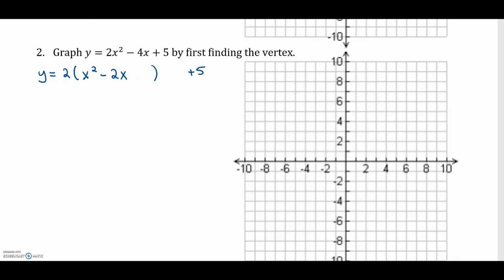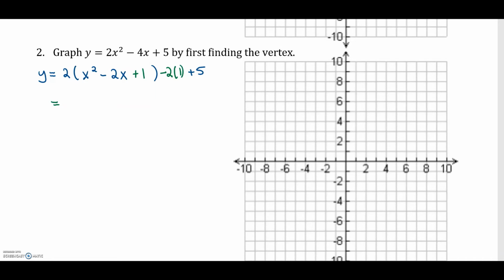We would need to figure out what we need to add to complete the square. And so we have x squared minus 2x. To find that last term, we divide the negative 2 by 2 and square it. So we end up getting plus 1. Now, we've really added in 2 times positive 1, so we need to subtract 2 times positive 1 in order to balance the equation.